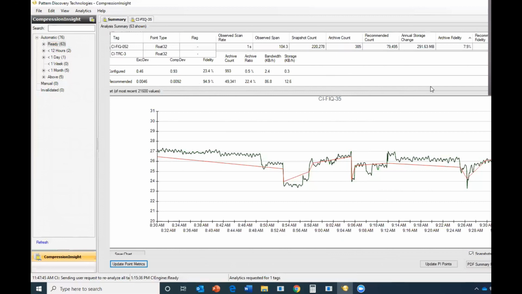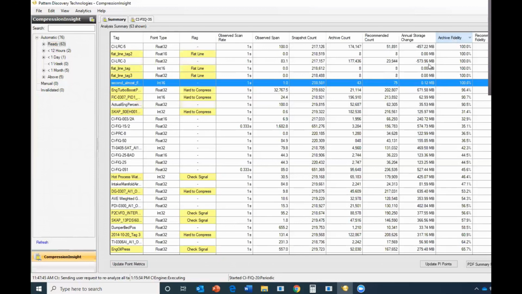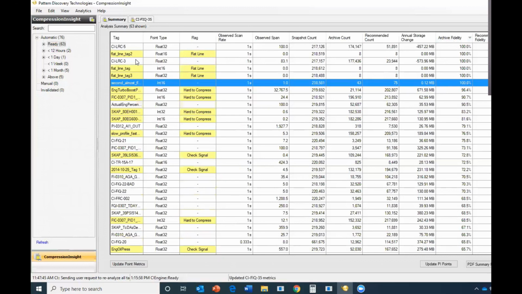So that was an example of a tag which we would have considered over-compressed based on the original configuration settings in the PI system. Let's go down and have a look at a tag that we would consider under-compressed. So we're already receiving 100% archived data.